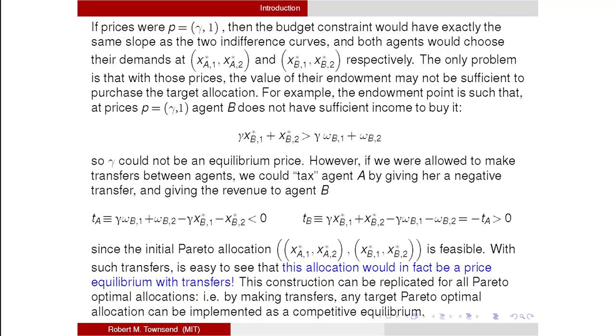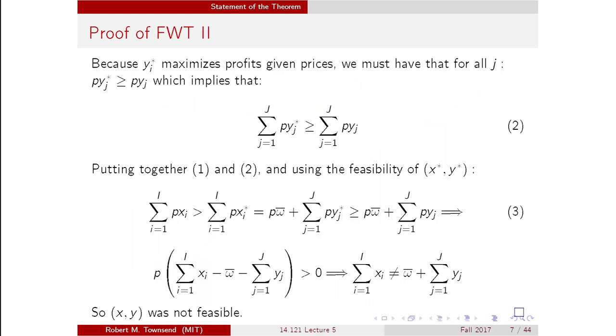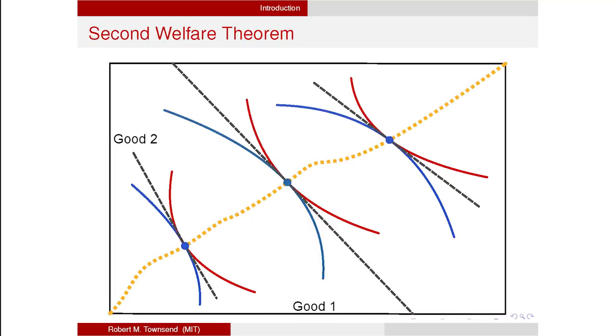So we found a price equilibrium with transfers that will support that target Pareto optimal allocation. And it's possible to do any one of them. So if you go back here, this was the private ownership Pareto optimum. There are all these other Pareto optimal allocations. The theorem says, give me any Pareto optimal allocation and I can redistribute wealth in such a way as to support it as a competitive equilibrium with transfers. Who gets taxed and who gets the transfers depends on which optimum we have under consideration. So this one takes more.